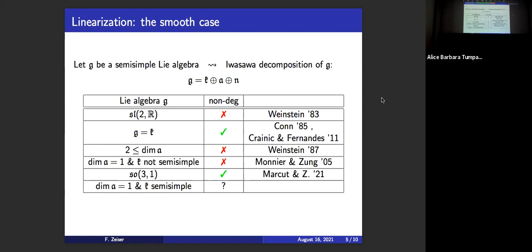And now I want to turn to the part of this proof, and also the part of Conn's proof, which uses the Nash-Moser method to obtain this diffeomorphism.